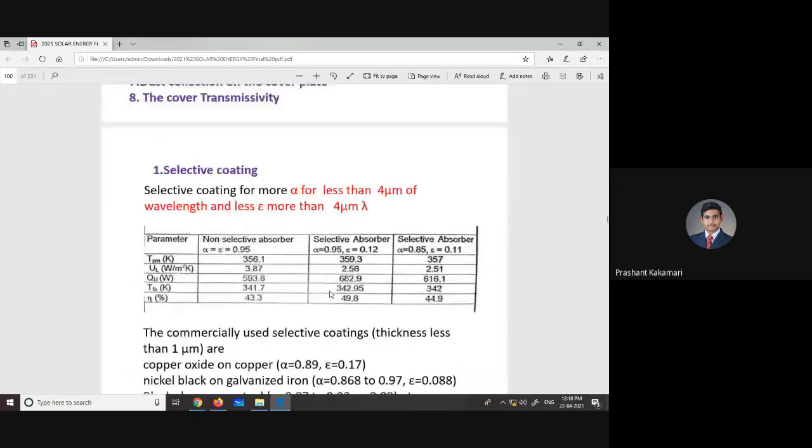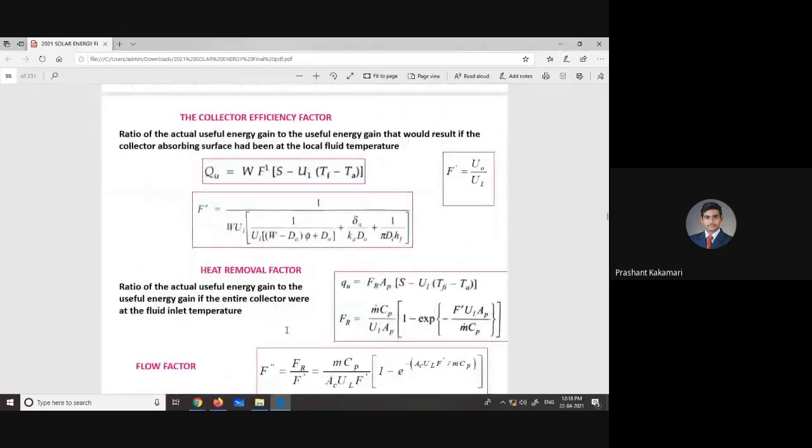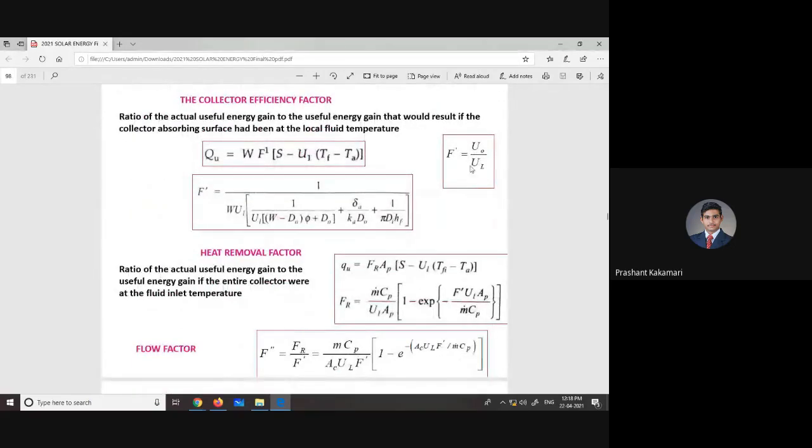So heat removal factor is not asked. So this is the heat removal factor. If with same ratio, but the temperature of the flat plate collector is considered, it is at the inlet fluid temperature. In that case, we are going to take this as heat removal factor. How much is the heat removal factor is present?